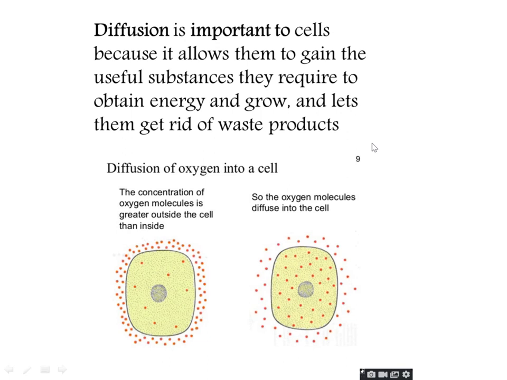Diffusion is important to cells because it allows them to gain the useful substances they require to obtain energy and grow, and lets them get rid of waste products. Diffusion of oxygen into a cell. The concentration of oxygen molecules is greater outside the cell than inside, so the oxygen molecules diffuse into the cell.